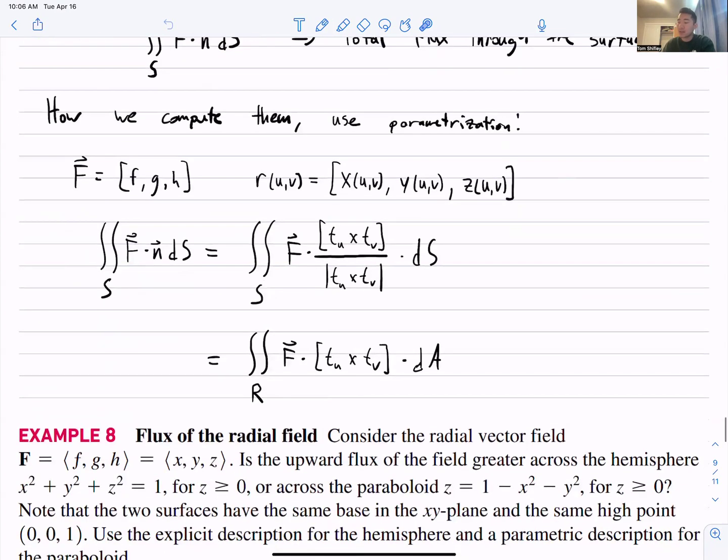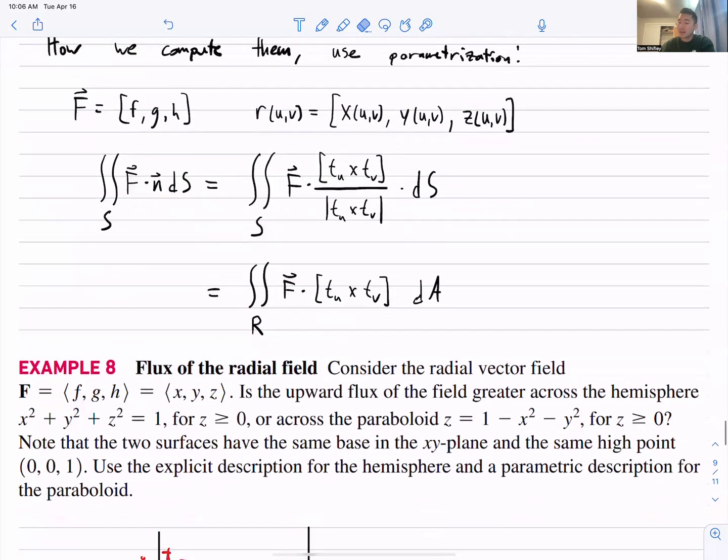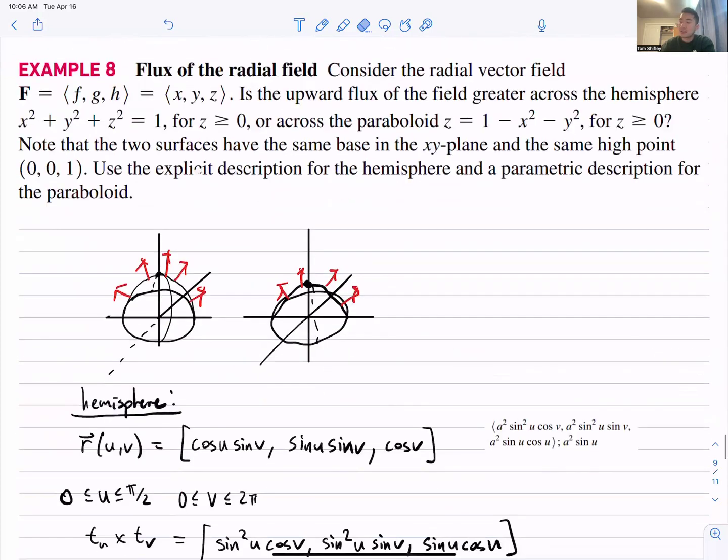The way you compute it is you generally parameterize your surface, and then you do the integral over the region in the UV plane of F dot your normal vector, which is the tangent vector with respect to u cross tangent vector v, times dA. We were trying to compute the flux of the radial vector field, which is x, y, z, across the hemisphere and also across the paraboloid.